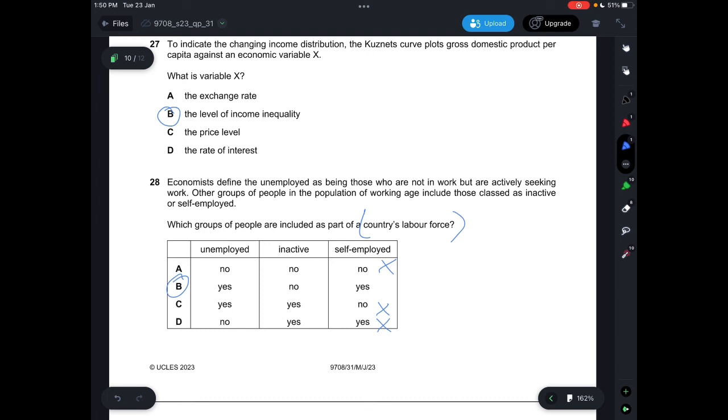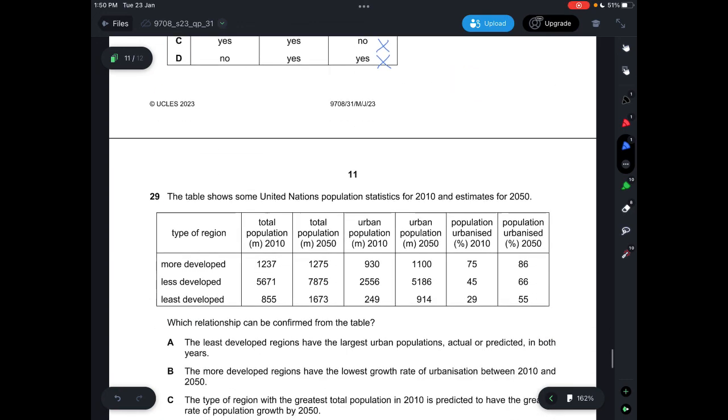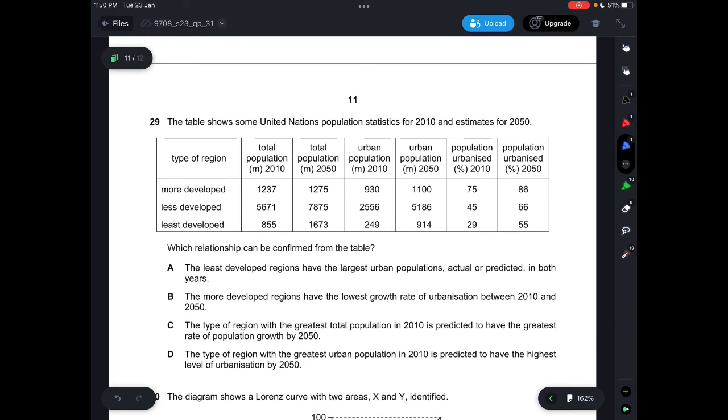The reason why inactive is not part of the labor force is that they are not ready for work and don't want to work, so they are not going to contribute to the country's income and the economy. Unemployed people are considered because they may or may not be ready for work, but they are indeed seeking work; they just have no jobs. Inactive people definitely no, and self-employed people yes, because they are working, they just employ themselves basically.